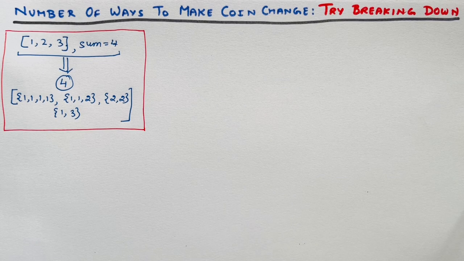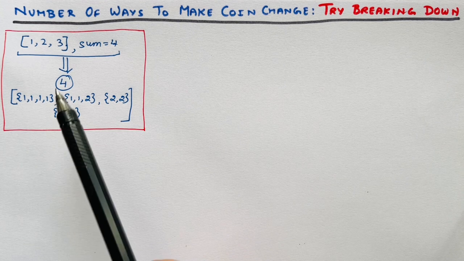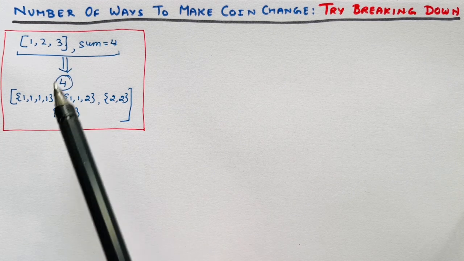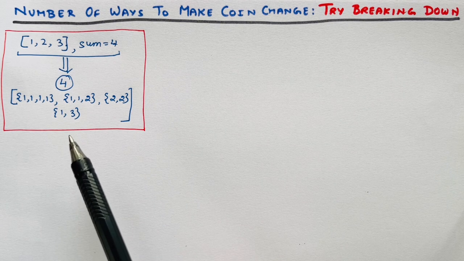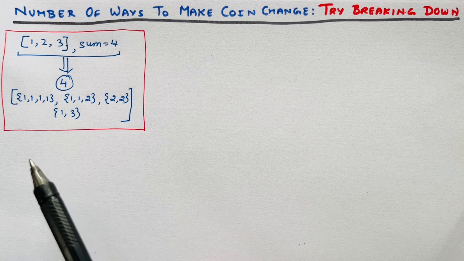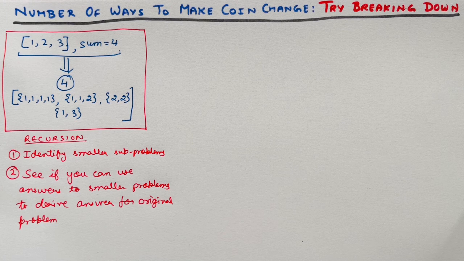Let's start thinking about the problem. Since we can't think of any straightforward way of solving this problem, let us see if we can solve this problem using recursion. That means we first need to identify the just next smaller problems, and then we need to check if we can use the answers to these problems to derive the answer for our larger problem.